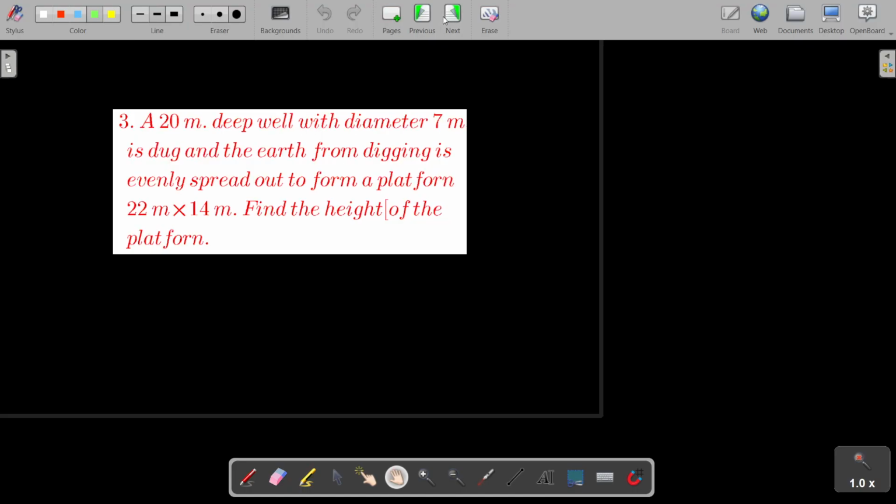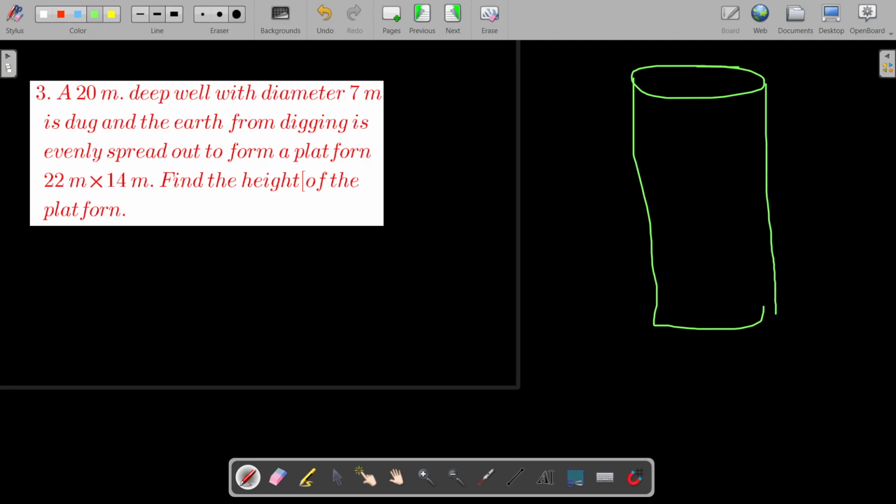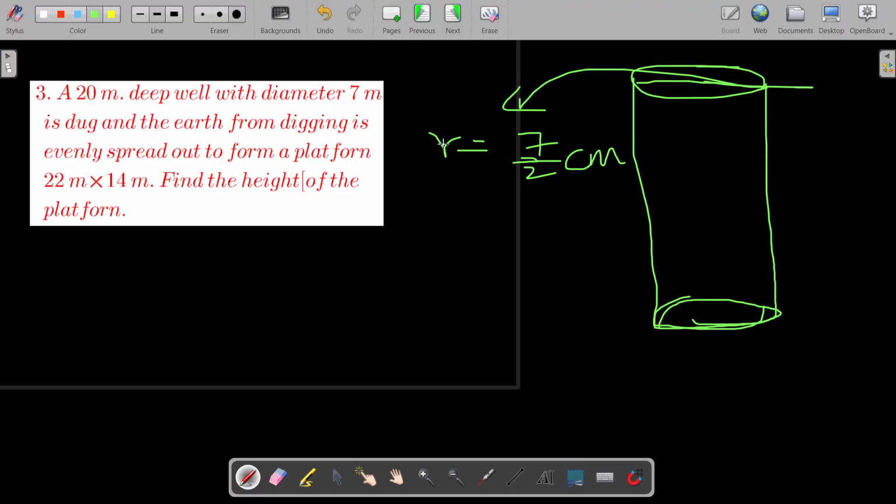A 20 meter deep well with diameter 7 centimeters. Let's say this is a deep well. The deep well is in the form of a cylinder with this diameter. So let's calculate the radius. We only deal with radius. So the radius is 7/2 centimeters. The mud dug out is evenly spread out.